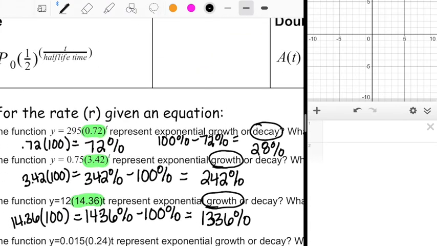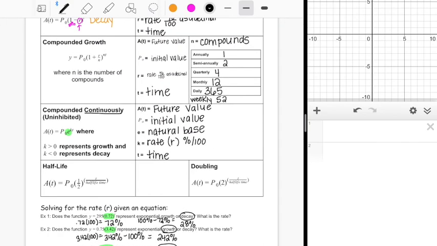All right, and the last one is 0.24. So 0.24 is going to be decay because it is below 1. We change that into a percentage by multiplying by 100, so that turns into 24%. How far is 24% from 100? 100% minus 24% means it's decaying at 76%. All right, so that's how we convert our percentages.